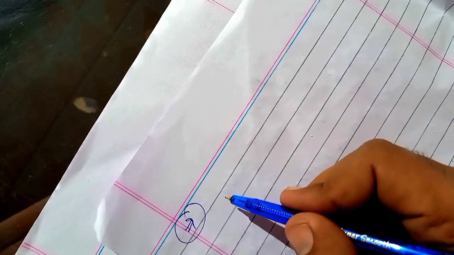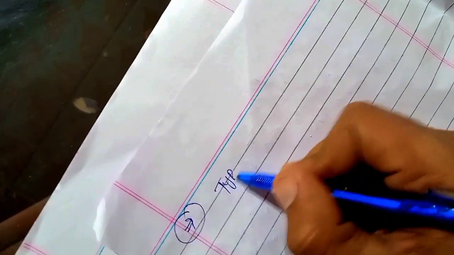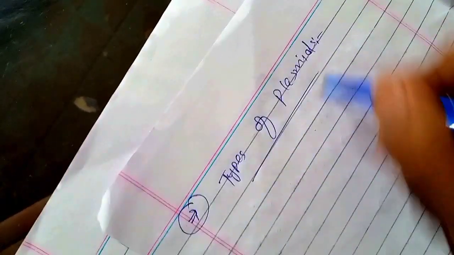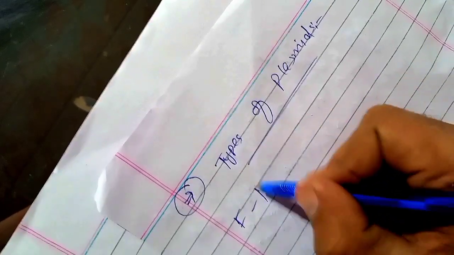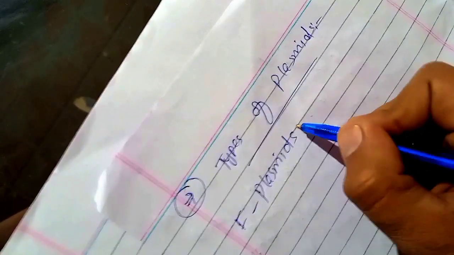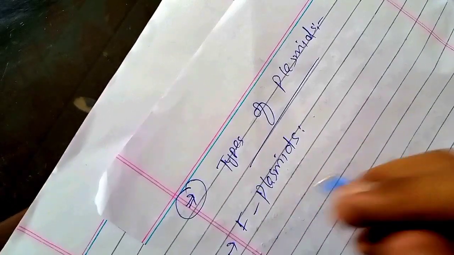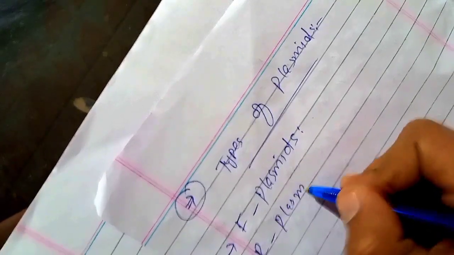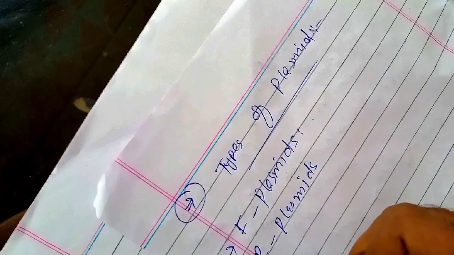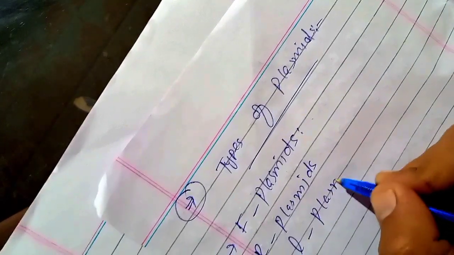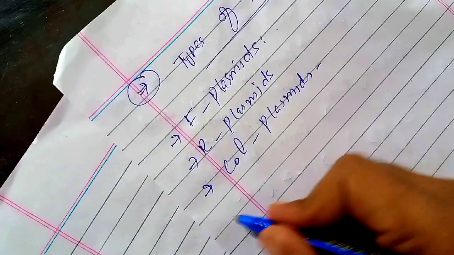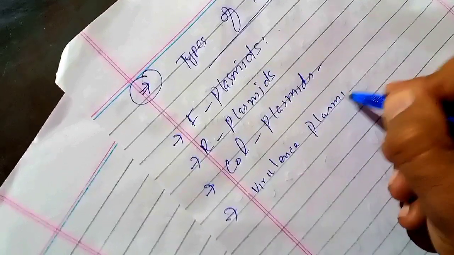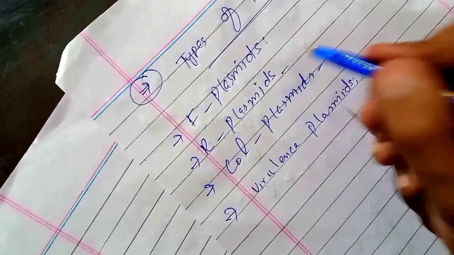Now I will discuss the types of plasmids. There are four types of plasmids. One is called F plasmid, the second is called R plasmid, the third is called Col plasmid, and the fourth is called virulence plasmid. I will discuss them in detail.